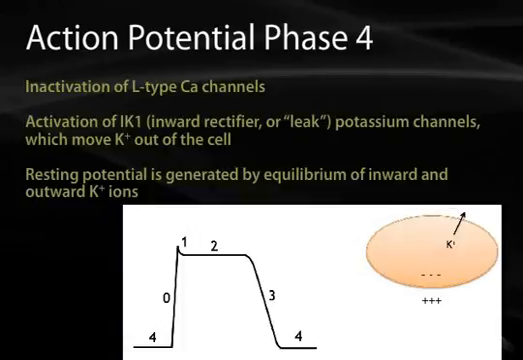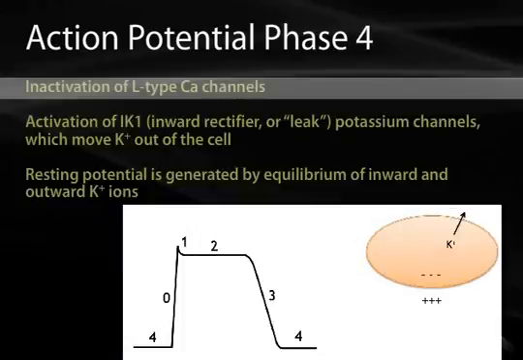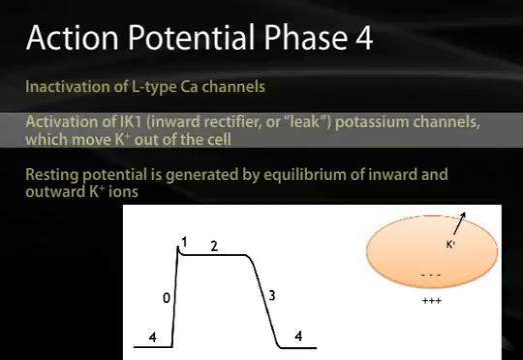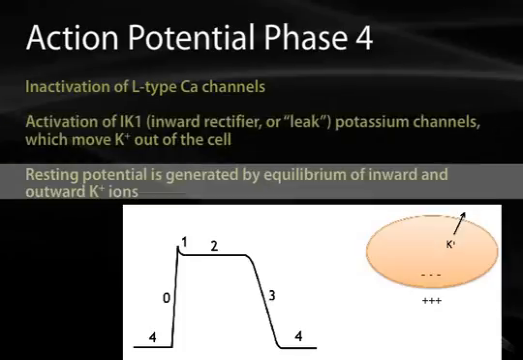Phase 4 is resting potential. At this point, the L-type calcium channels are completely inactivated, and IK1 channels, also known as inward rectifier channels, are activated. These are responsible for removing potassium from the inside of the cell. These are also responsible, as we mentioned before, for the initiation of the resting potential. At resting, potassium is moving in at the same rate as moving out. This is why the resting membrane potential is dependent on potassium.